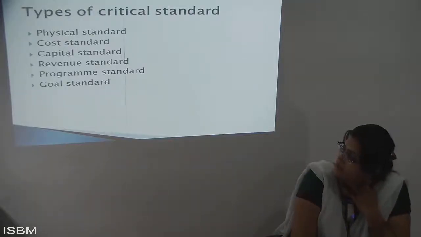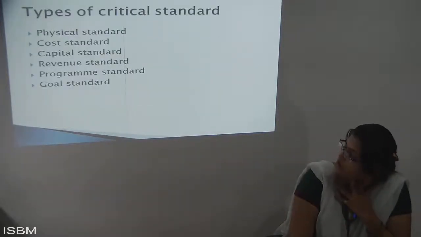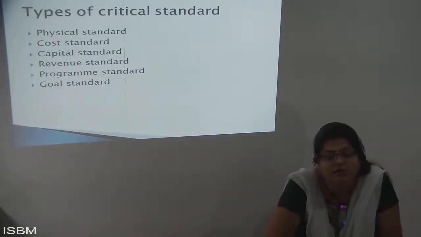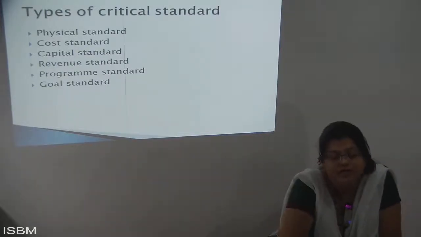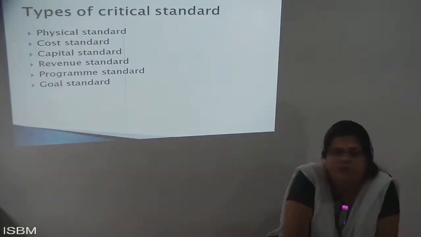Cost standard, capital standard, revenue standard, program standard, goal standard. These are the different types of standards that are being given to you. The critical standard means you need to follow it when you're controlling any kind of it. First it is a physical standard.